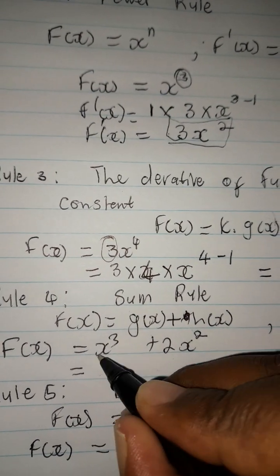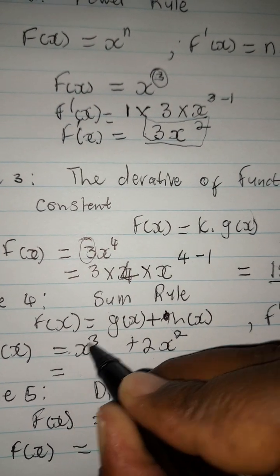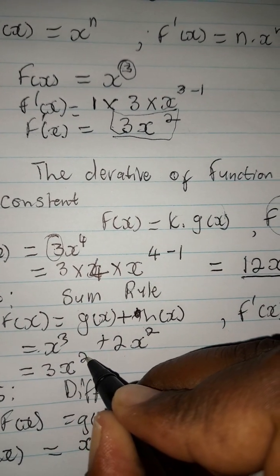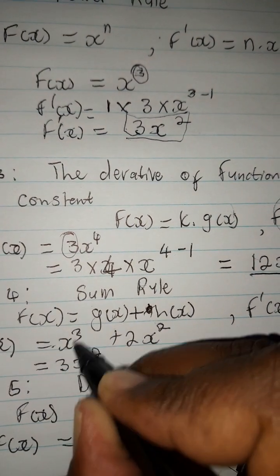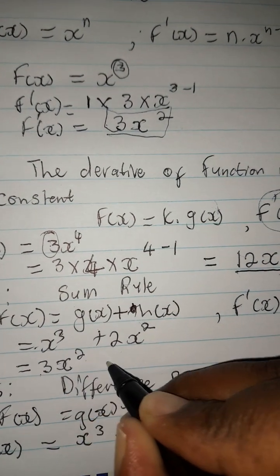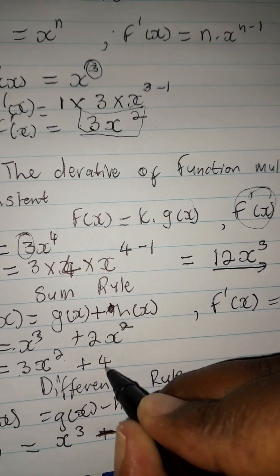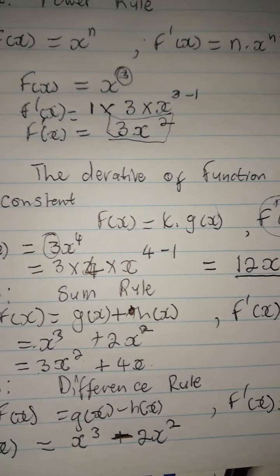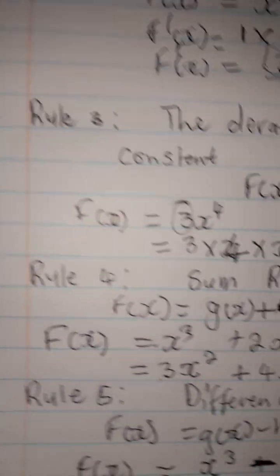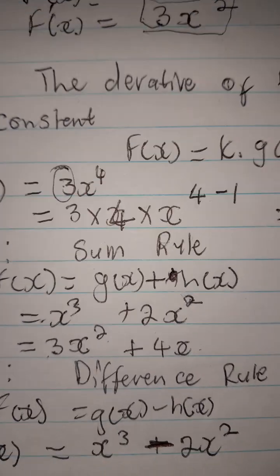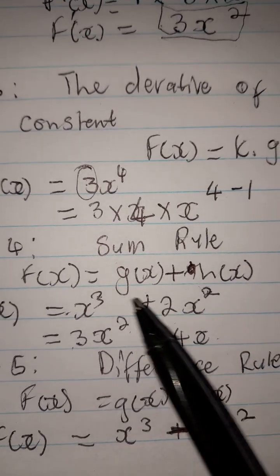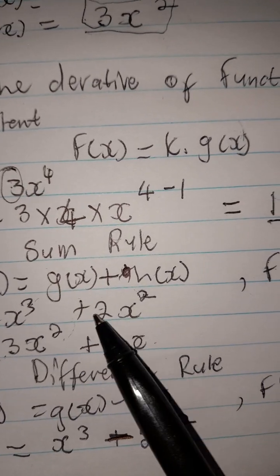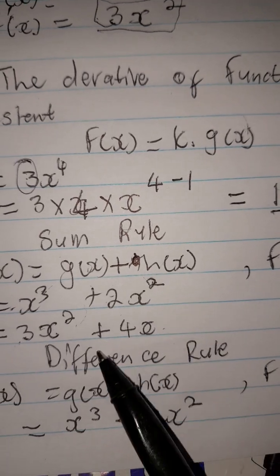Remember, the power rule still applies here. 1 times 3 is 3. Put x here. 3 minus 1 is 2. Are you following? Then 2 times 2 is 4. Then 2 minus 1 gives x. So we are left with 3x squared. Remember that 1 times 3 is 3, then 3 minus 1 is 2. x remains the same. 2 times 2 is 4, and 2 minus 1 gives x.